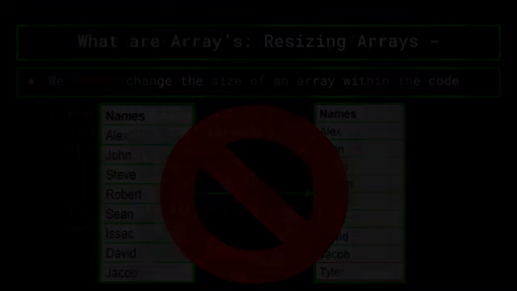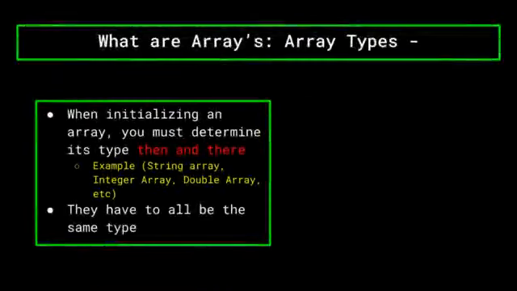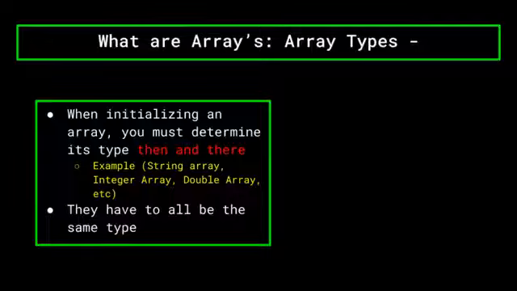Another small thing I want to touch upon really quickly is that when you initialize an array, you must determine which type of array it is right then and there. For example, you have to specifically say it will be an array of strings or integers when defining it. And also, you're not allowed to mix and match, meaning that you can't have an array full of integers with a few strings and some doubles thrown into the mix. They all have to be the same type.